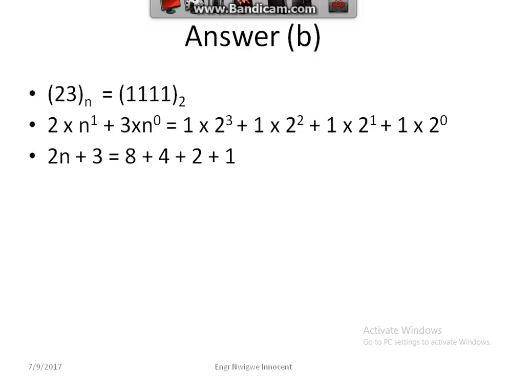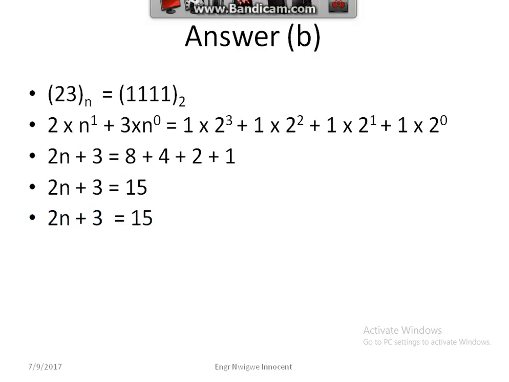Therefore, 3 times 1 is 3, is equal to 1 times 2 raised to power 3, which is 8, because 2 times 2 times 2 is 8, plus 1 times 2 raised to power 2, which is 4, because 2 times 2 is 4, plus 1 times 2 raised to power 1, which is 2, plus 1 times 2 raised to power 0, which is 1. Then we now have 2n plus 3 is equal to 15 if we do our mathematics.